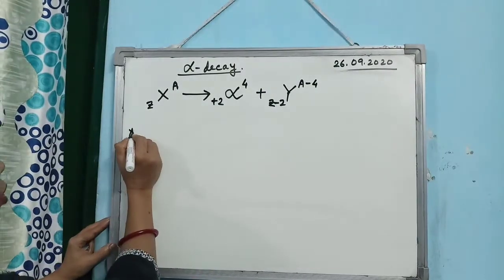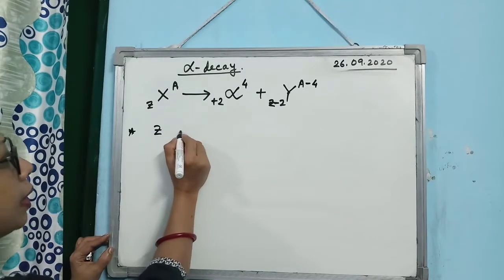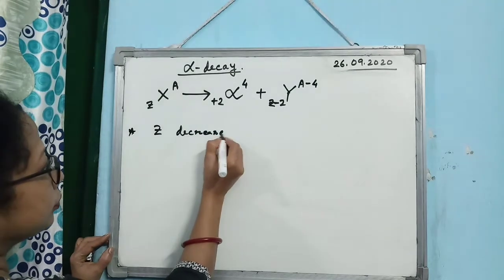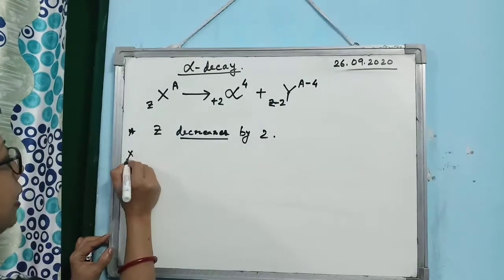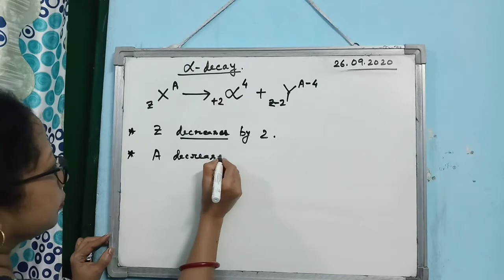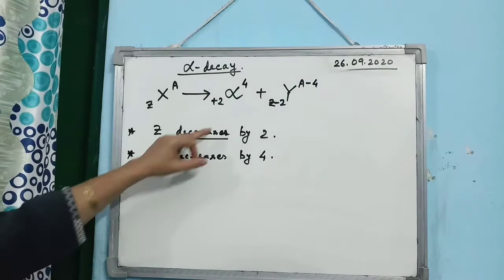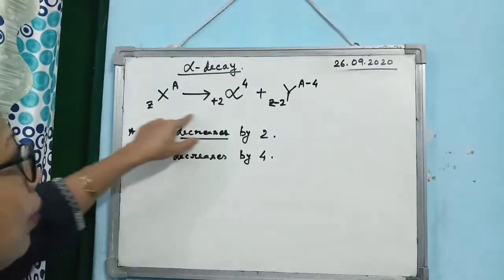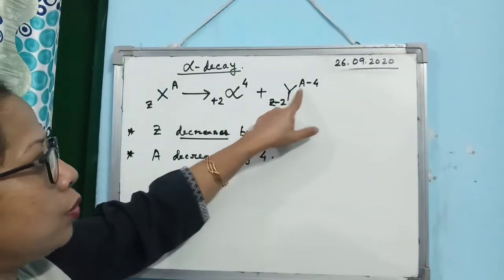So remember, whenever alpha decay takes place, Z, the atomic number, decreases by 2 and the mass number decreases by 4. This is the important thing you have to remember, and this is the nuclear equation representing alpha decay. Just look at the daughter nucleus: Z minus 2, A minus 4.